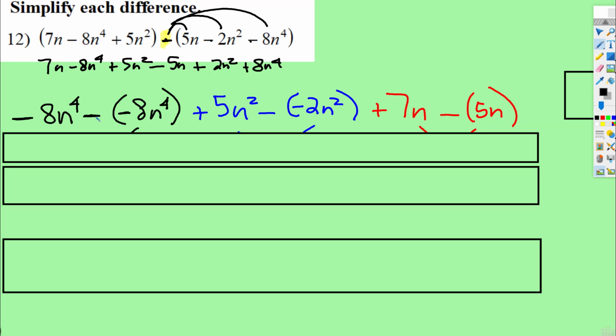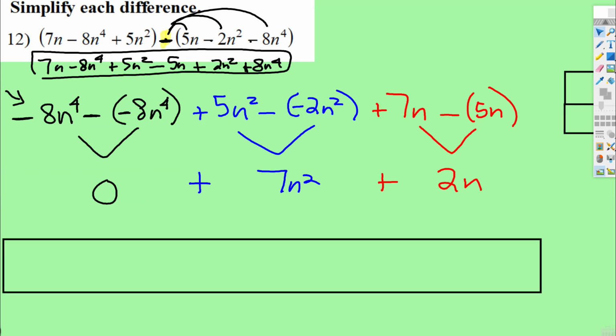And now that you've done that, I wrote it this way. I started with negative 8n to the fourth, and then I went ahead and put the subtract negative 8n to the fourth, rather than just adding it there. So you could take the time to do what I did here, or if you're pretty skilled at it, you can just write it like this, and then go ahead and add like terms. And notice a negative 8n to the fourth, subtract a negative means adding a positive. Those two cancel each other out, leaving 0.